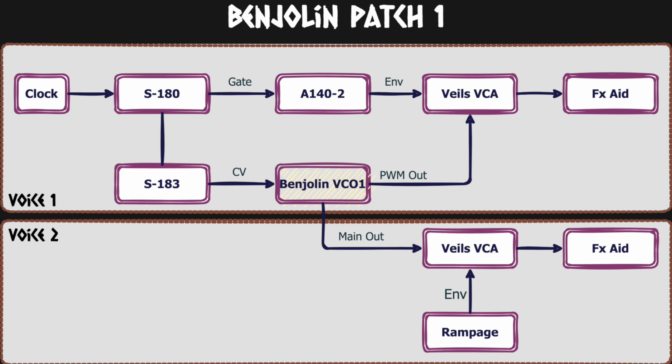Voice 2 is a drone. It has a slow reverse sawtooth envelope from the Rampage, providing a bit of variation to the sound. It uses the main output on the Benjolin, which is essentially the pulse width modulated output, but that output is pushed through an onboard state variable filter. There are some end of chain effects from the two FX Aid modules. And then ambient sounds or textures can be created with the sequencer, essentially the S180 stopped, or we can create techno rhythms by turning the sequencer on and playing around with that.